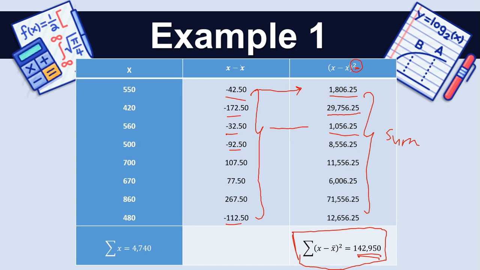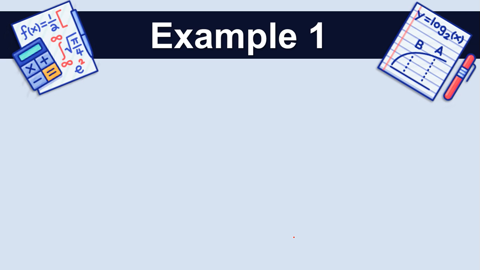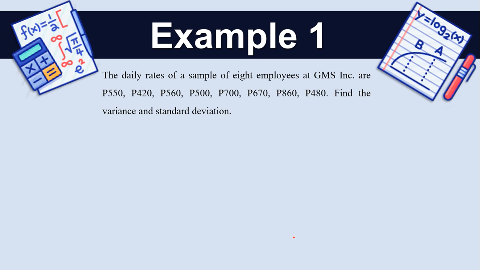The answer will be 142,950. Okay? So ito lang po kasi yung pinakakailangan po natin, kaya po natin ginawa yung table po na ayan. Okay? So after po niya, nakuha na natin yung summation. Okay, proceed na tayo sa pagkuha po ng sample variance and then standard deviation.